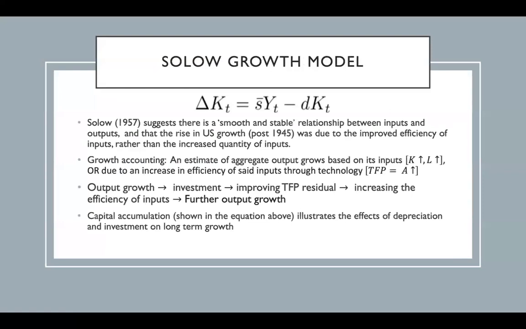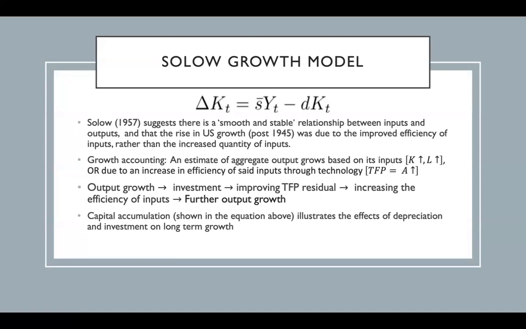Drawing from the works of Solow in Chapter 2, he recognizes the smooth and stable relationship between inputs and outputs, in particular noting that the height of US growth after 1945 was due to improved efficiency of inputs rather than increased quantity of inputs. The source reiterates the concept of growth accounting, the idea that growth can be decomposed into individual parts. For example, capital or labor will improve marginal product, or the Solow residual, also known as TFP, which determines the productive effectiveness of the inputs when making outputs.